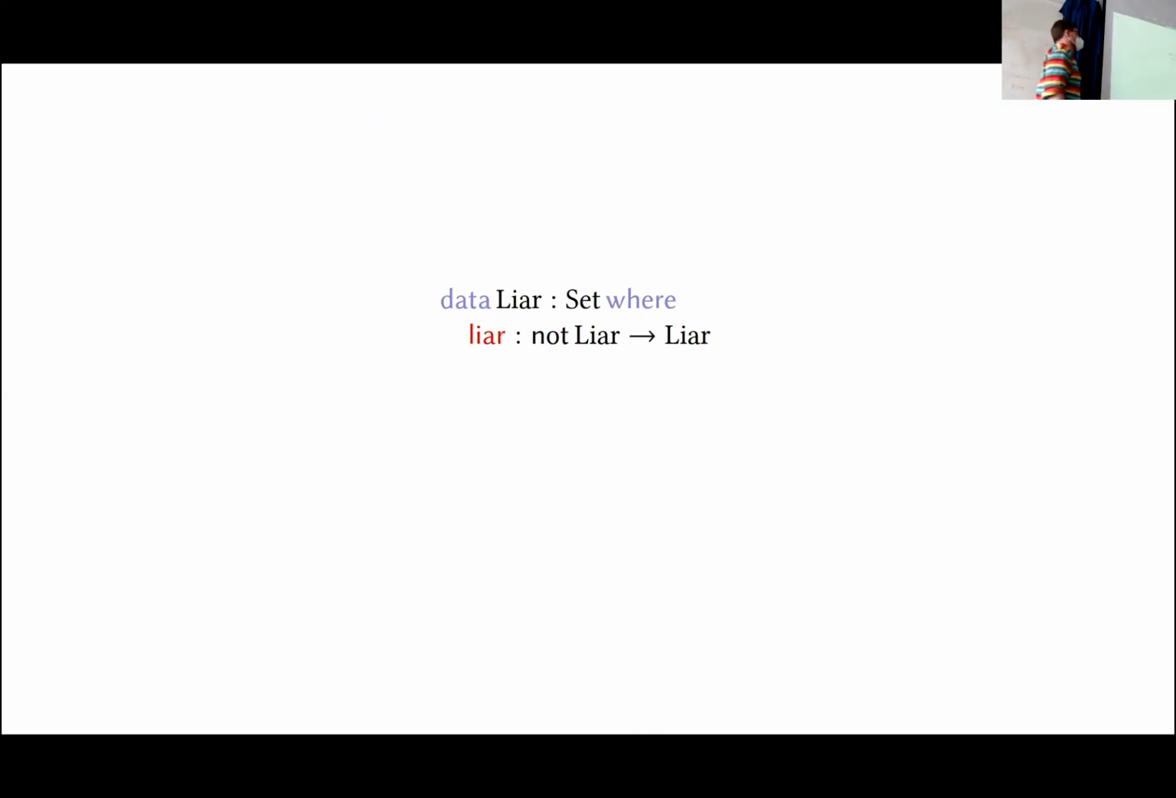So here's an even simpler, more basic example. What if I define this? I say my liar type has a constructor where if only I can't prove the liar is true, then I can prove the liar is true. So how can I even give a semantics to this? Should the system even allow this kind of thing?